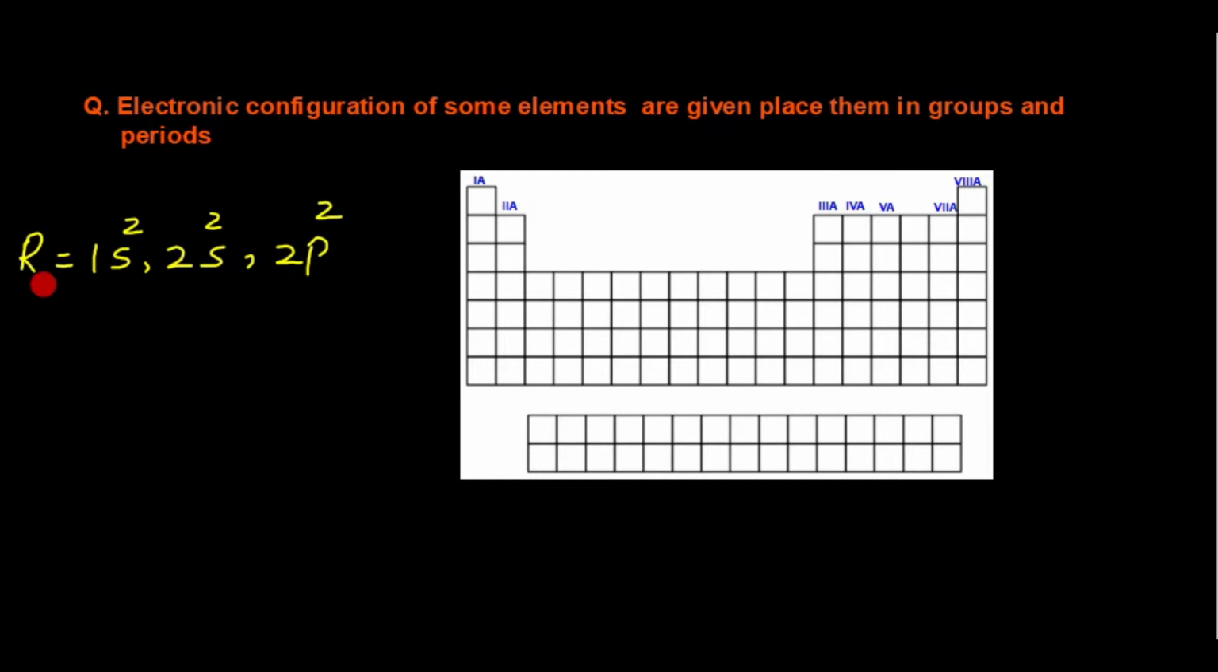The first element which is given is R, having electronic configuration 1s2, 2s2, 2p2. With the help of this configuration, we will find the value of n. The value of n shows the number of period. Then we will find the total number of electrons which are present in the valence shell. The total number of electrons present in the valence shell indicates the group of the element. Now we will solve this question.